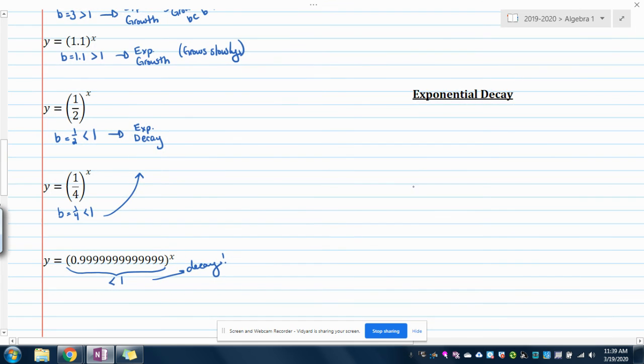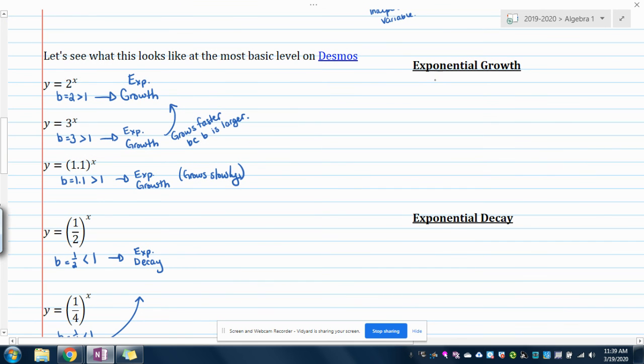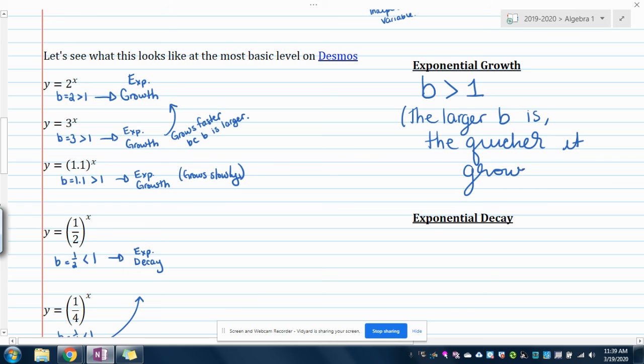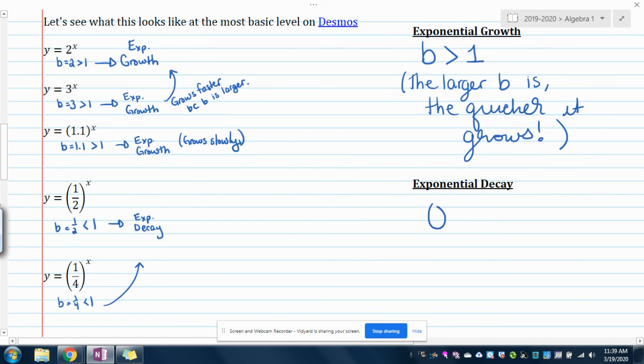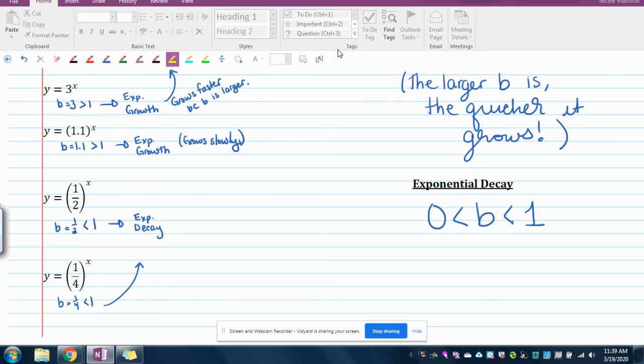So let's recap here. Exponential growth is when B is greater than 1. The larger b is, the quicker it grows. And then exponential decay, when b is in between 0 and 1. A lot of times it's either a fraction or a decimal, but look here, if you look at this, this is also a decimal, but it's still greater than 1. So you have to keep in mind what each number is.